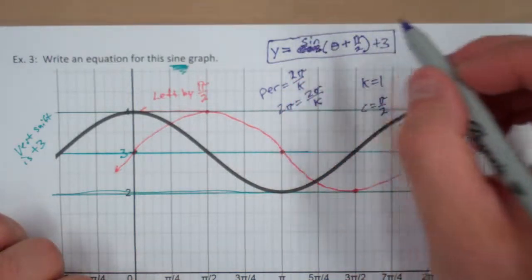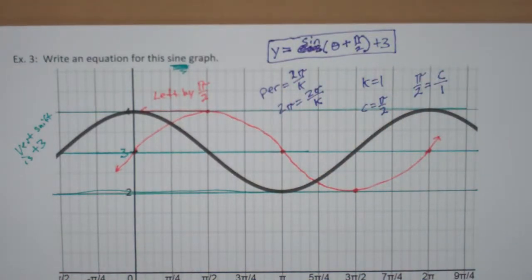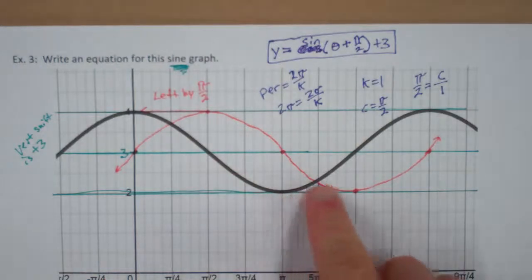So if you graphed y is equal to the sine of theta plus pi over 2 plus 3 in a graphing calculator or in Desmos, an online version or something of that sort, you will find that you'll wind up with the graph here in black.